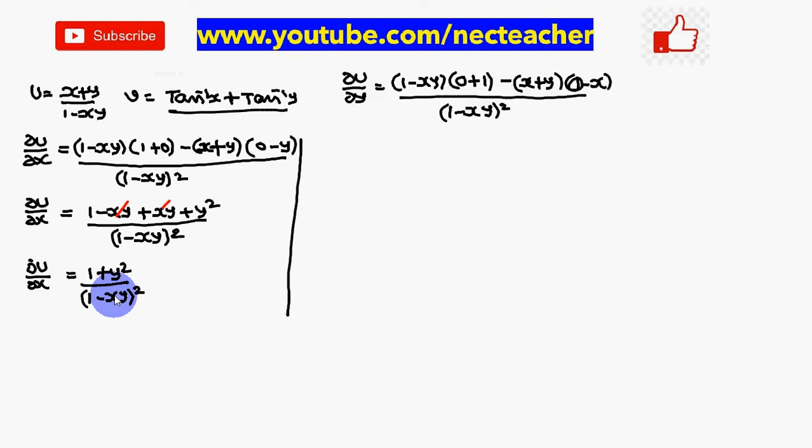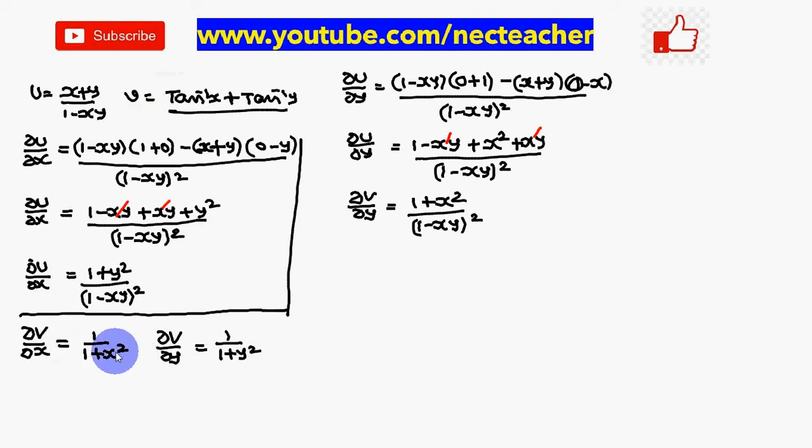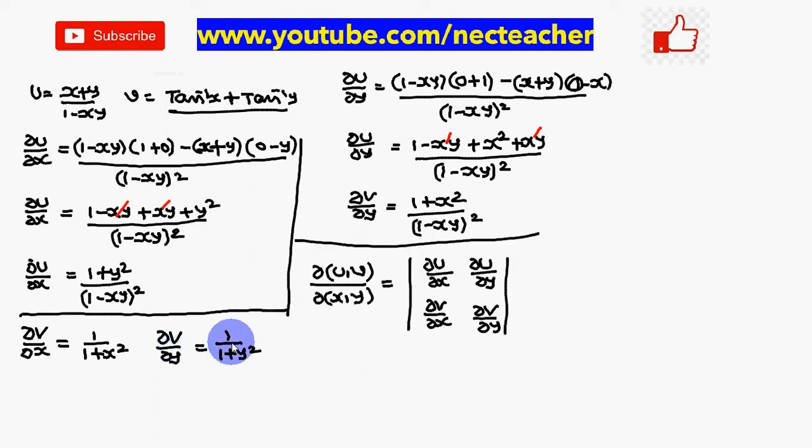Similarly, ∂u/∂y, with respect to y, if you simplify you are going to get (1 plus x square) by (1 minus xy) whole square. Next ∂v/∂x with respect to x means 1 by 1 plus x square, because tan inverse y is a constant, therefore 0. ∂v/∂y means x is a constant, therefore the differentiation of tan inverse y is 1 by 1 plus y square.